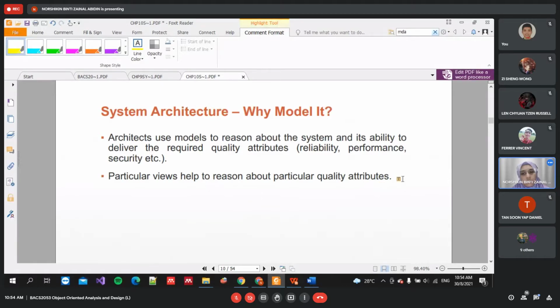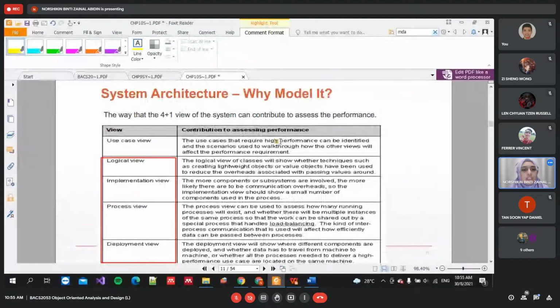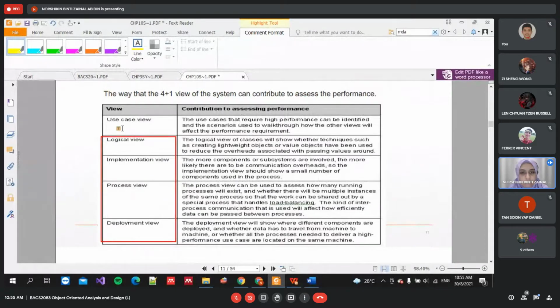This is the thing I mentioned early in this chapter: quality attributes. That means from a particular view we see things differently on that particular attribute. For example, how the user sees the performance attribute, or how we as programmers and developers see the security attribute. I won't explain this diagram because I explained it just now on use case.